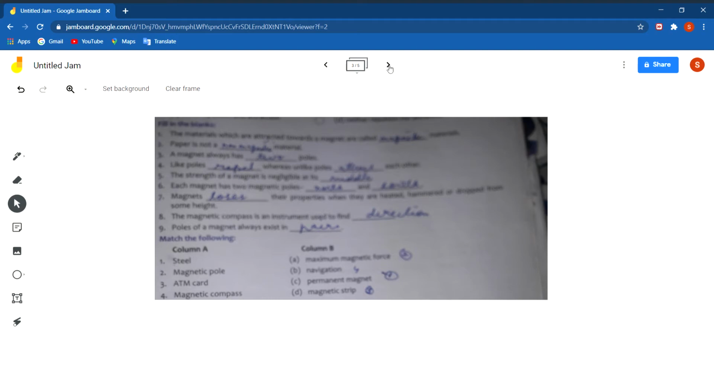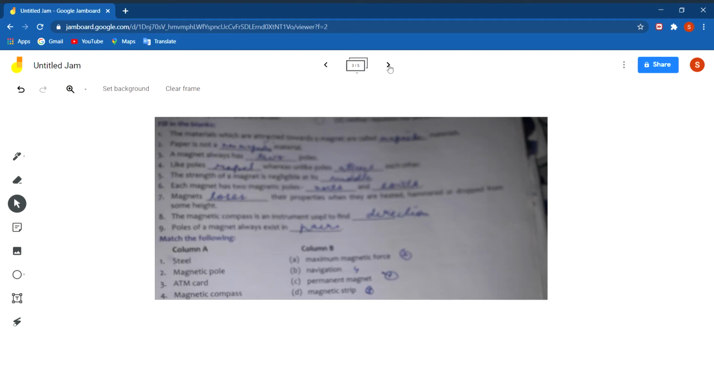The strength of a magnet is negligible at its dash. So the strength is negligible at its middle. Each magnet has two magnetic poles, dash and dash. So the two magnetic poles are north pole and south pole. Magnets lose dash their property when they are hammered, heated or dropped from some height. So magnets lose their properties. The magnetic compass is an instrument used to find dash. Magnetic compass is used to find what? Direction. Poles of a magnet always exist in dash, it is pairs.